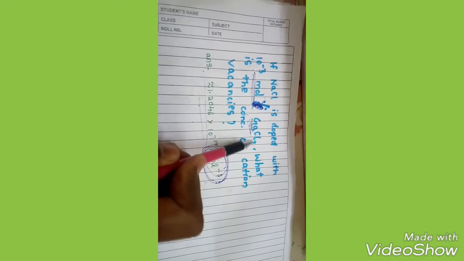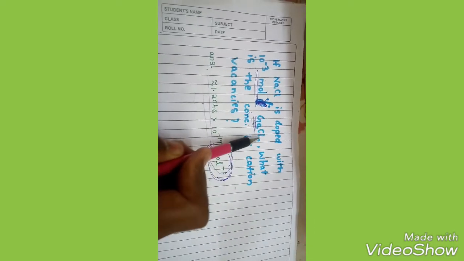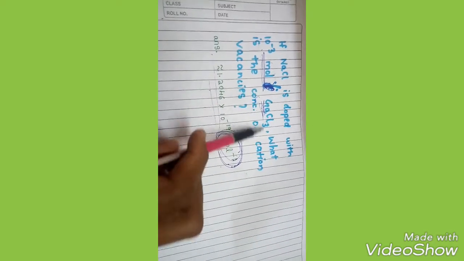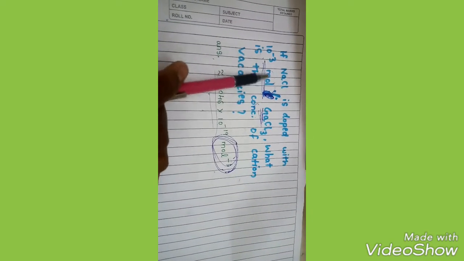This is just a small numerical. Try to solve it. Same question, but I've changed the dopant to gallium trichloride. You'll ask why we cannot take Cl as the dopant. No, because we should calculate cation vacancies. If they ask anion vacancies, then the question will totally change. But this is only regarding cation vacancies. So 10 power minus 3 mole percent, then solve it. But please remember it's gallium and sodium as it is, and you get this solution.